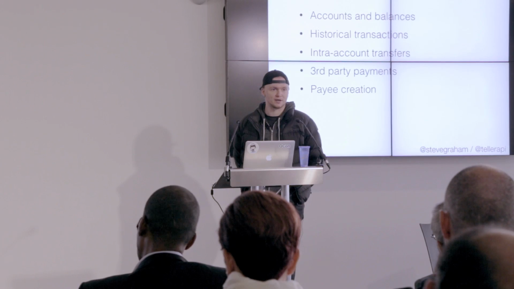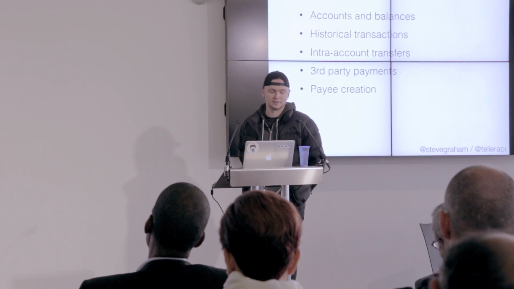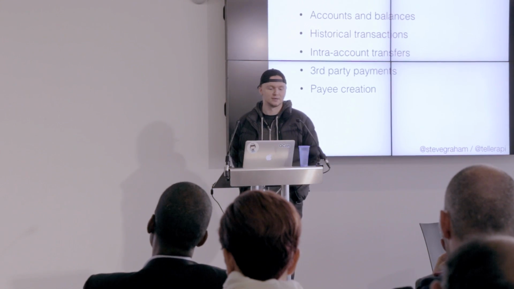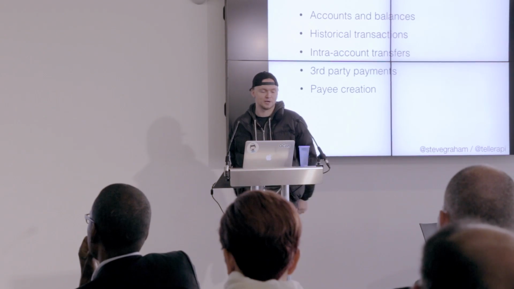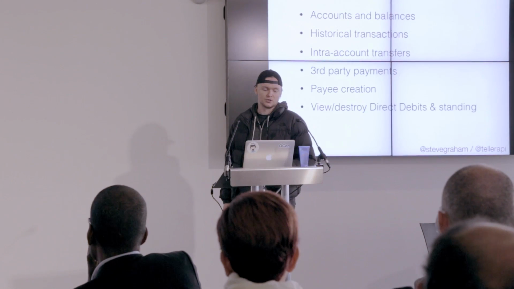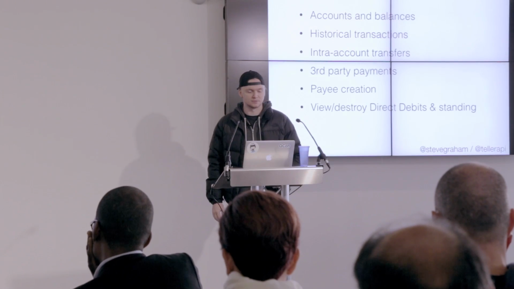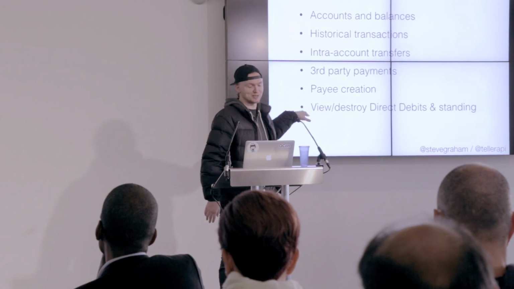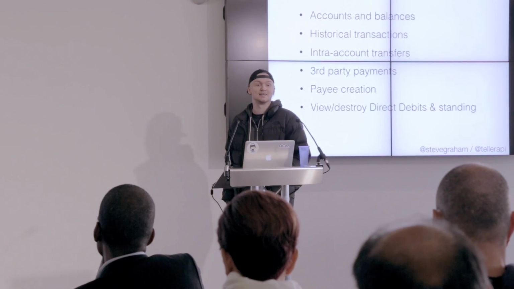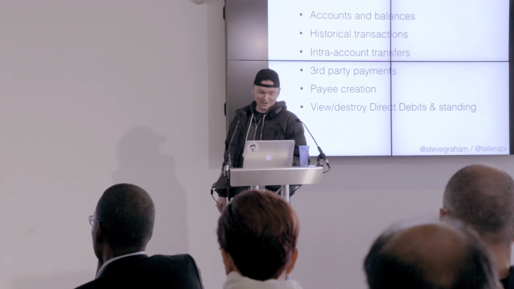RBS lets you pay an arbitrary account number and sort code as long as it's within a certain limit, and Barclays let you create a payee through their mobile banking API. So you can pay people you haven't paid before depending on the bank, and you can obviously view, destroy direct debits and standing orders. I was meant to say standing orders, but it's been cut off from the overflow. So yeah, you can view and cancel standing orders.